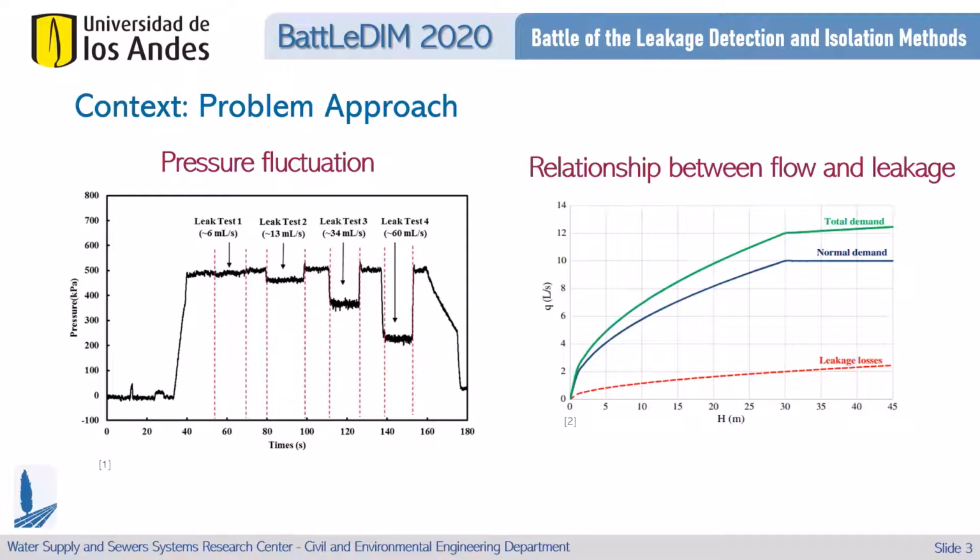Then the leaks are simulated in the nodes through the emitter accessories, where the flow rate from leakages is assumed to be a function of the pressure at that point, as indicated in the emitter equation, shown in equation number 1.